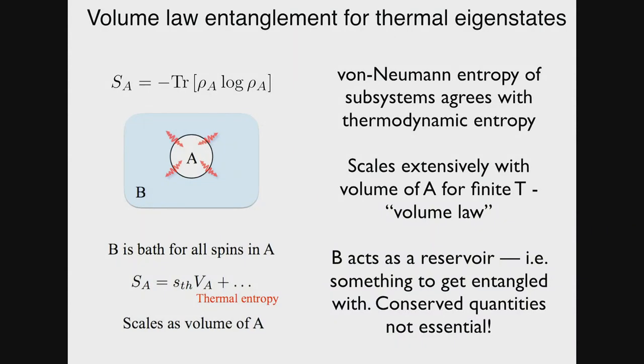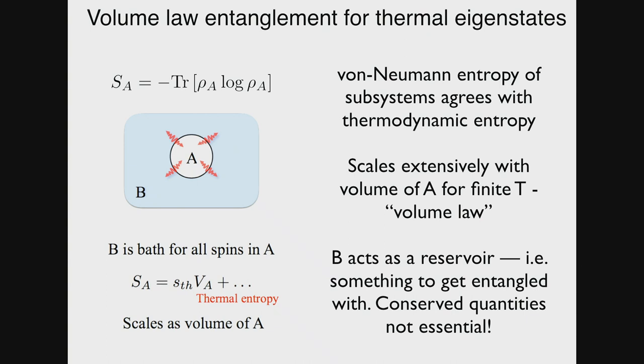Now if you look at the von Neumann entropy of that reduced density matrix, then if ETH holds, this must agree with the thermodynamic entropy of the system. And in a thermal system, we all know that the entropy scales extensively with the system size. So in this setting where the ETH holds, in every single eigenstate, if you take out a little chunk A and ask about its entanglement entropy, you find that it's a volume law, which means it scales as the volume of that subsystem, and the coefficient of that volume law is exactly the thermal entropy density at that given temperature.